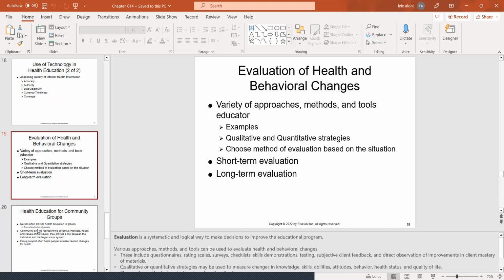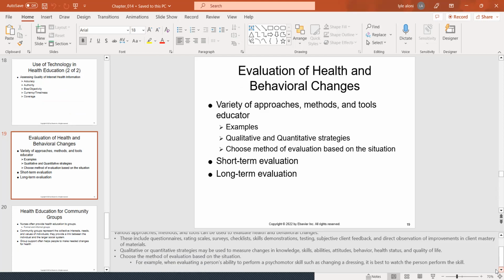So evaluation is a systematic and logical way that we look at to improve the educational program. So we look at different approaches. So we can use questionnaires, we can do rating scale surveys, checklists, skills demonstration, testing, feedback, observation, those kind of things when we're doing it. So we choose the method of evaluation based on the situation. So for example, when evaluating a person's ability to perform a psychomotor skill, we want to see them actually do it, and when they're actively doing it in their lifetime.